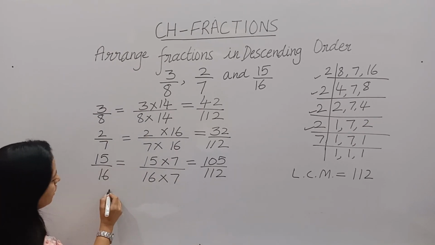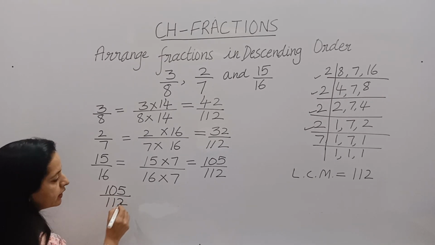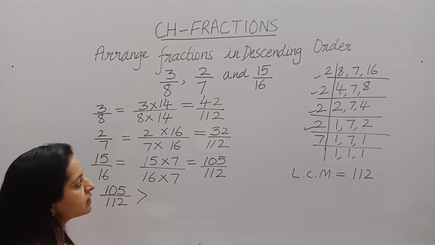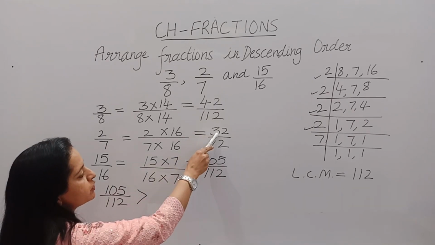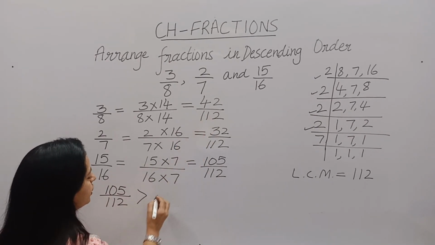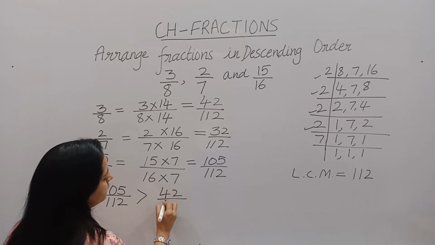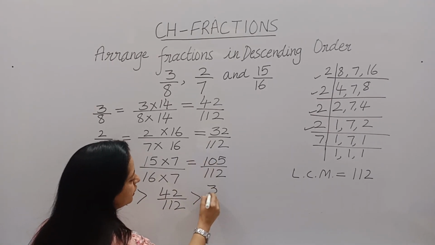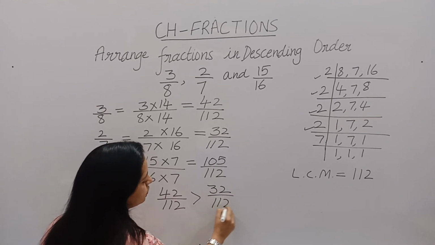So first of all, we will write 105 upon 112. This one is the largest one. Next, the second largest, comparing 32 and 42, we have 42. So we have 42 upon 112. And the last one we have is 32 upon 112.